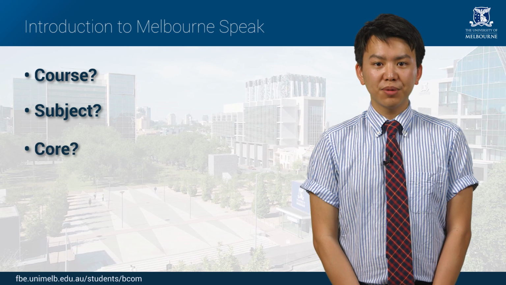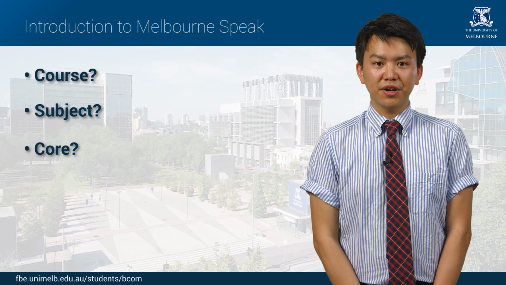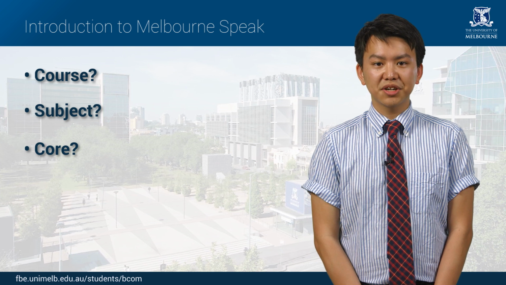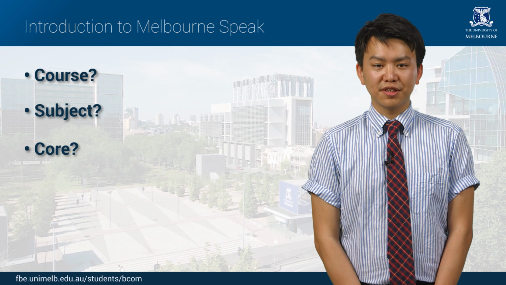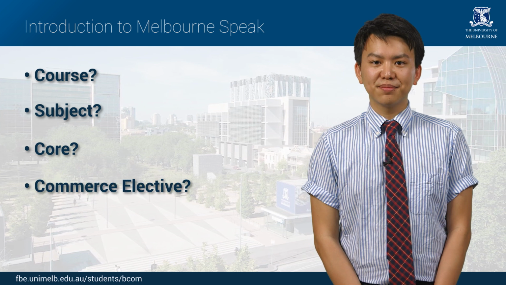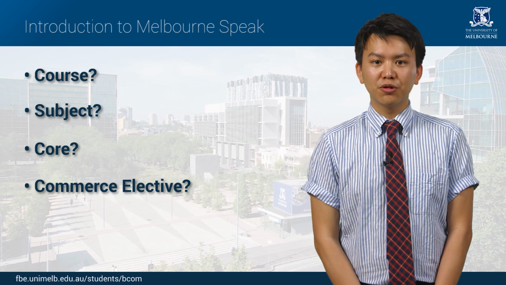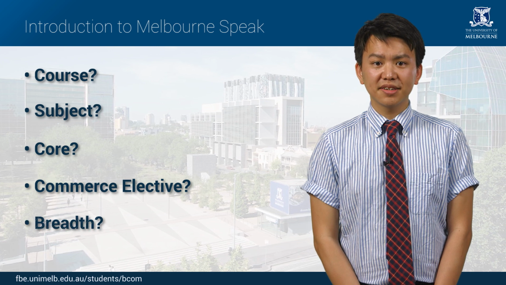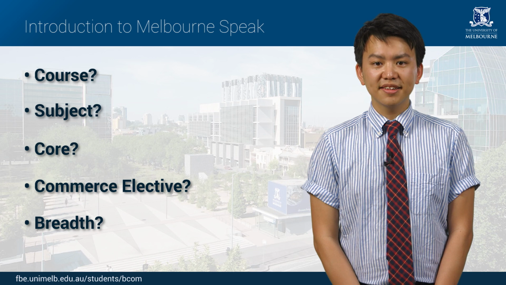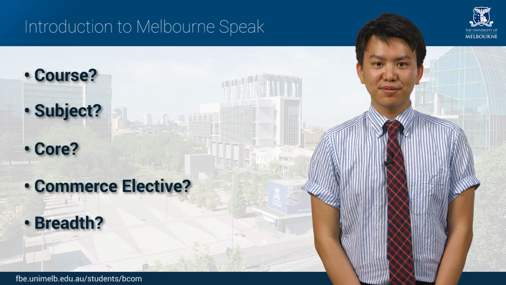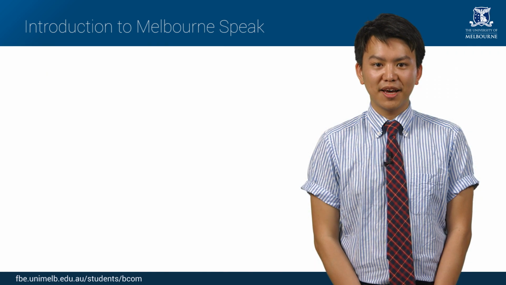You'll study several compulsory subjects that everyone in the BCom completes, such as Introductory Microeconomics and Organisational Behaviour. These are core subjects. You will also study subjects required for your major, and these are called commerce electives. And you will study subjects from other faculties, and these are called breadth subjects. This can be a lot to take in, so let's see how this works by breaking it down in a course plan.